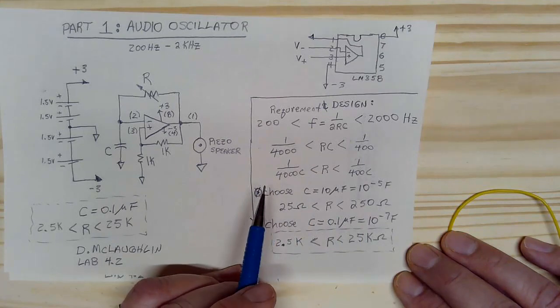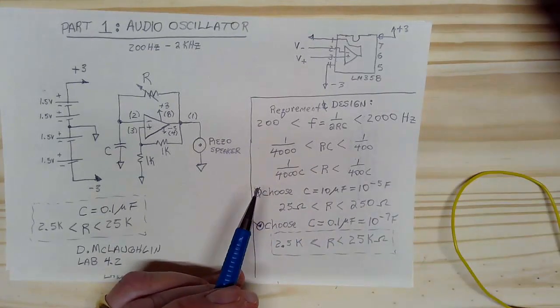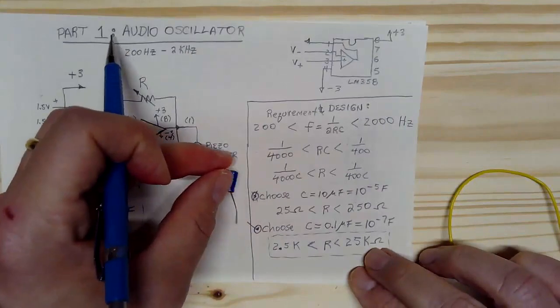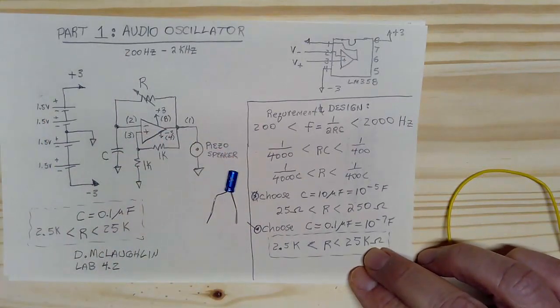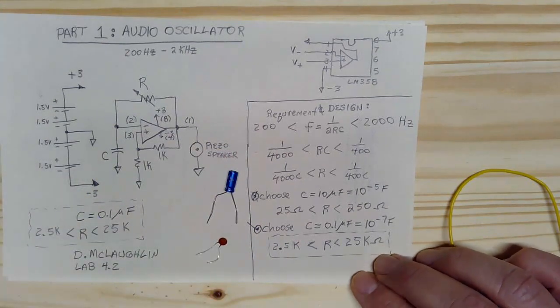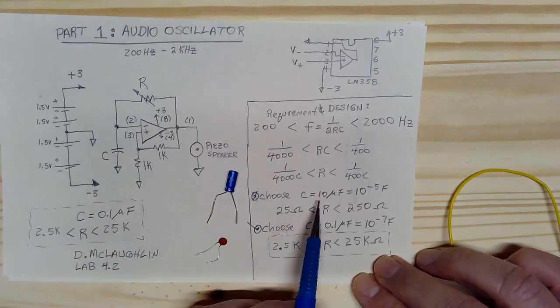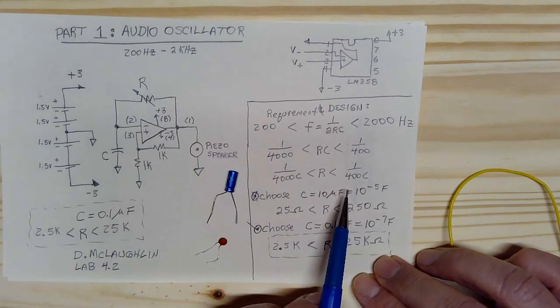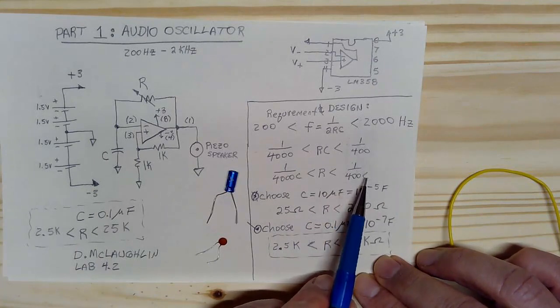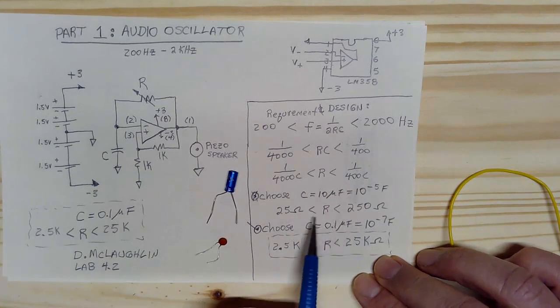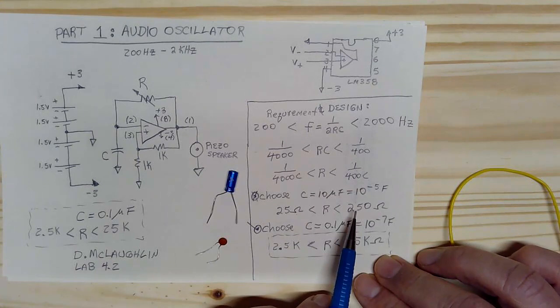Now we have to choose both R and C. You only have 2 different capacitors that you can choose from here. You have a 10 microfarad capacitor in your kit. That's 10 to the -5 farads. And you also have a 0.1 microfarad capacitor in the kit. That's 10 to the -7 farad. So if we start out by assuming we're going to use the big one, 10 to the -5, and you plug that value in here for capacitance, what you'll find is that you need a resistance between 25 ohms and 250 ohms. Now that's a pretty small resistor.